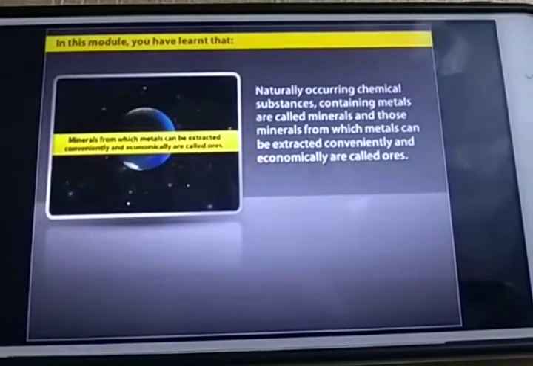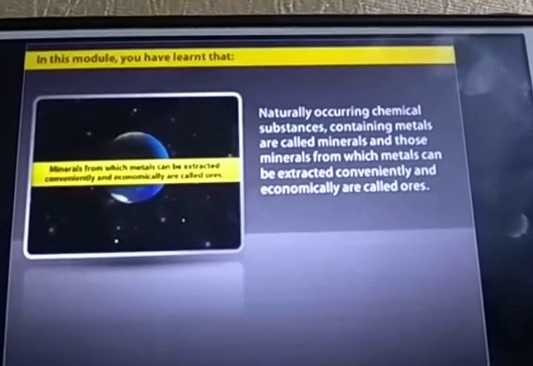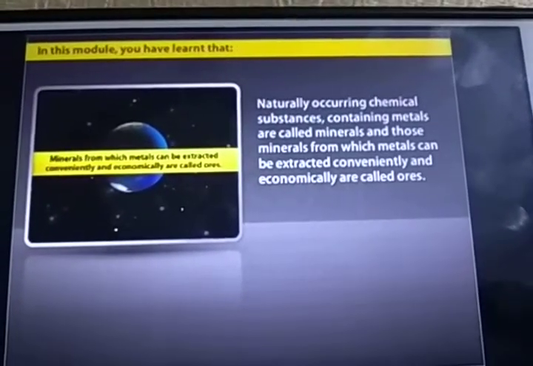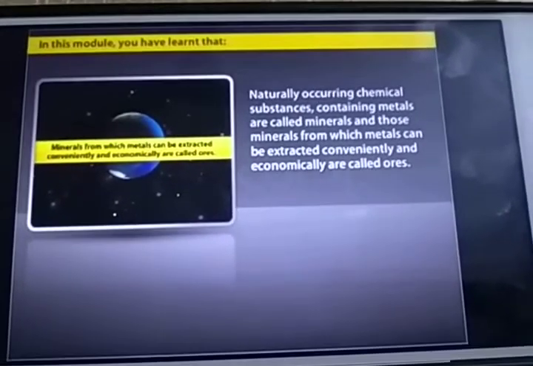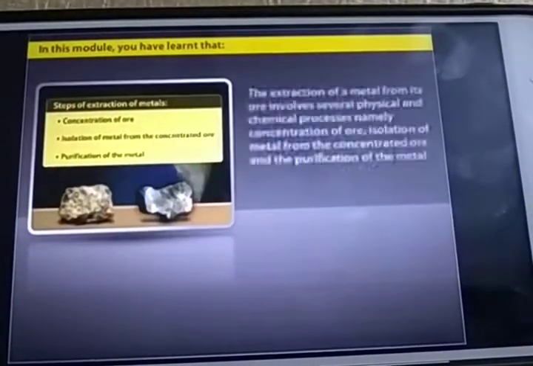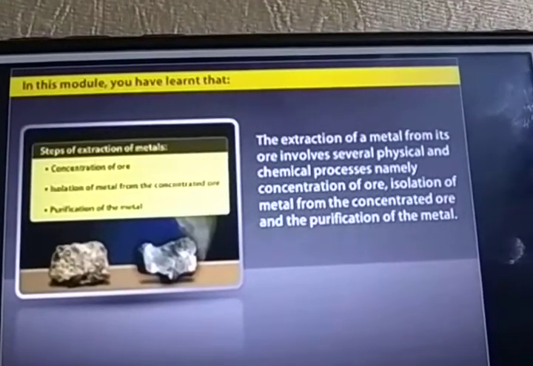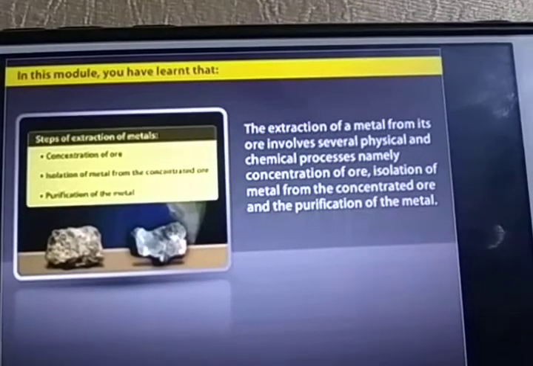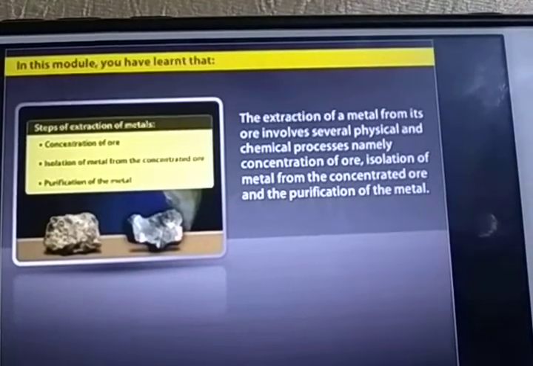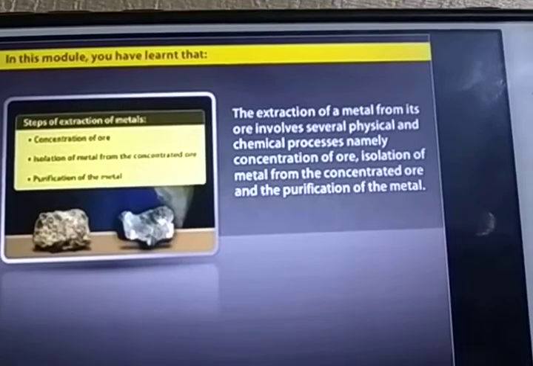Naturally occurring chemical substances containing metals are called minerals, and those minerals from which metals can be extracted conveniently and economically are called ores. The extraction of a metal from its ore involves several physical and chemical processes, namely concentration of ore, isolation of metal from the concentrated ore, and the purification of the metal.